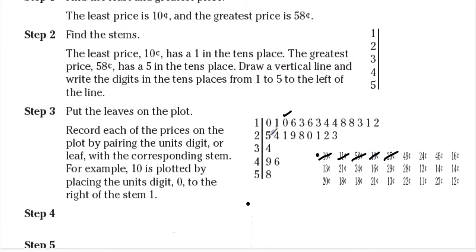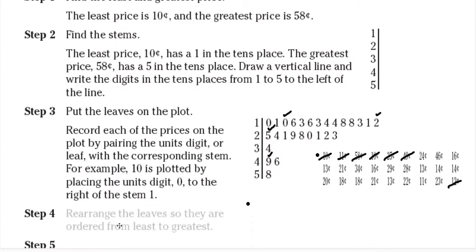25 cents, you cross that out, and that's how you got that 5. 49 cents, you cross that out, and that's how you got the 9 next to the stem. Okay, and the procedure continues until you've crossed out everything, which is 12, which is that one right over there. Okay, so that is the next step. You need to put the leaves next to the stems.